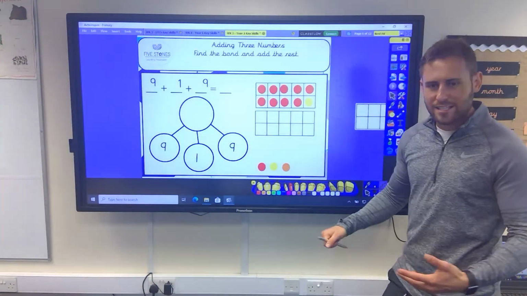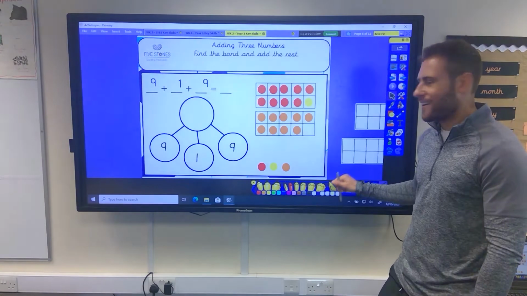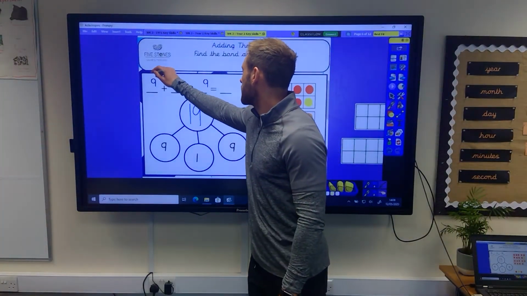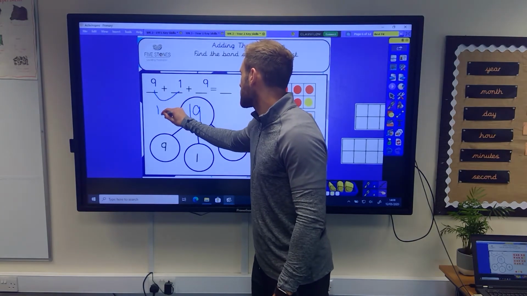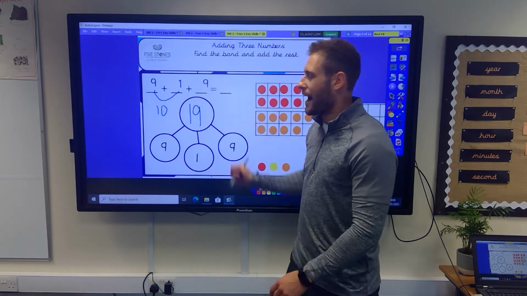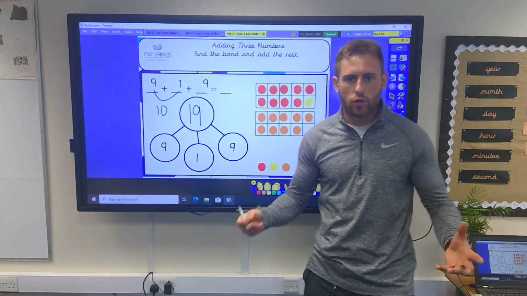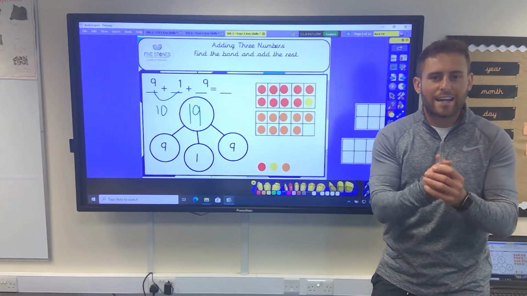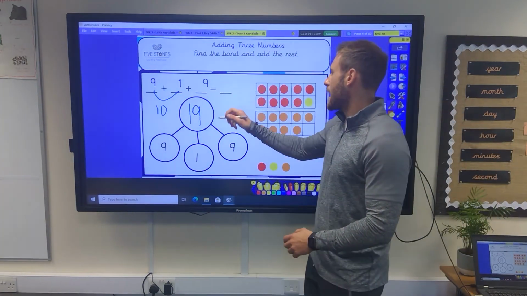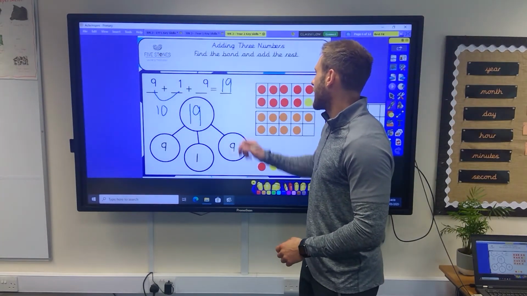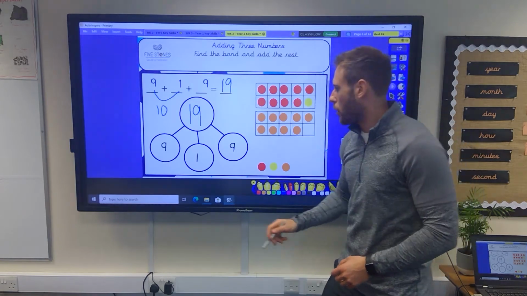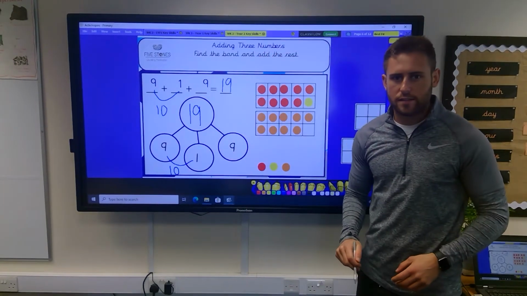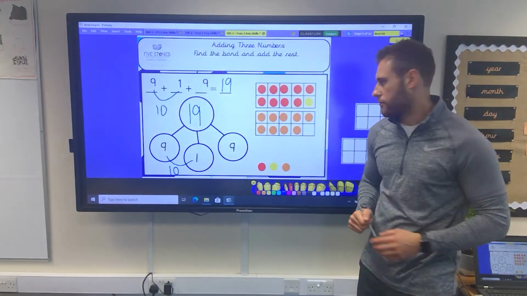We add the other 9. 10 add 9 is, yes, 19. Spot the bond. That gives us 10. So then we're actually just doing 10 add 9. And we're so good with our 2-digit place value, we can do that. Find the bond, add the rest. 10 add 9 equals 19. Find the bond, then add the rest.